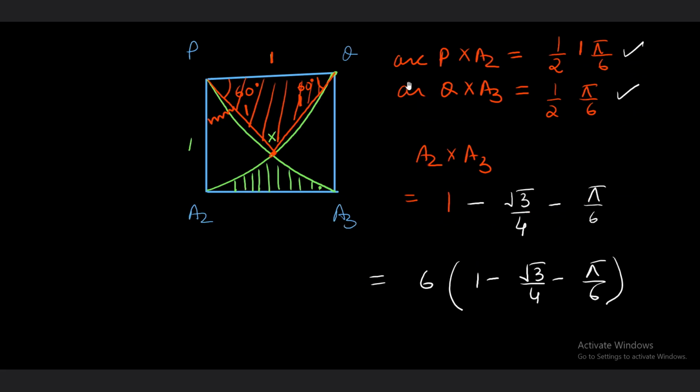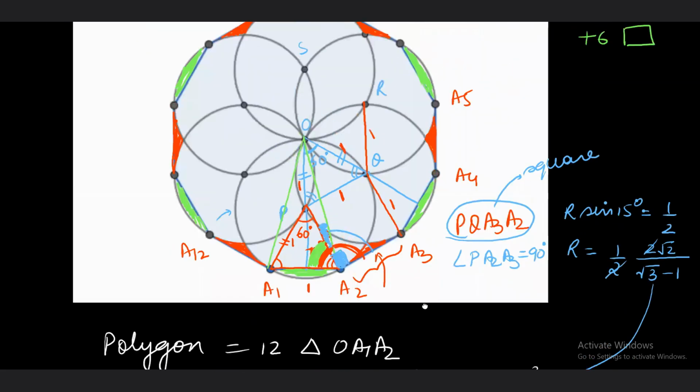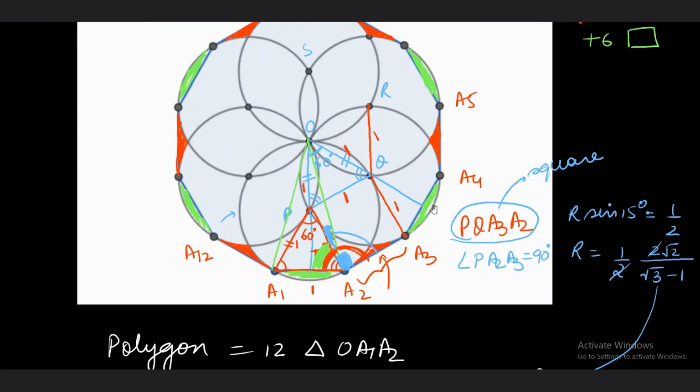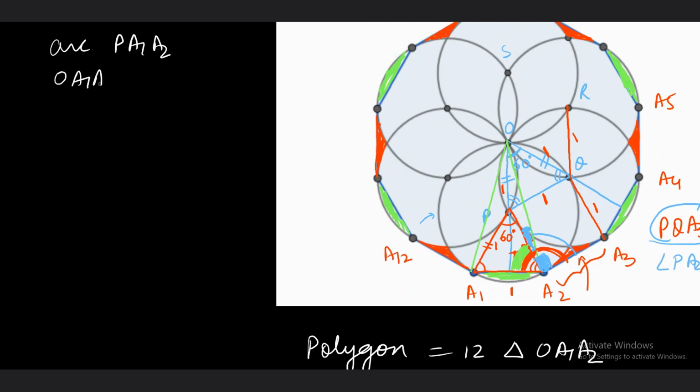But now we have to add 6 times the green regions. Red regions we have subtracted, but now we have to add 6 times these green regions. What is the area of these green regions? Now it is again very simple to evaluate this area, because you can see that if I consider the arc of the circle PA1A2, right? If I consider this arc PA1A2, then it is nothing but a part of the circle OA1A2 having the radius 1.